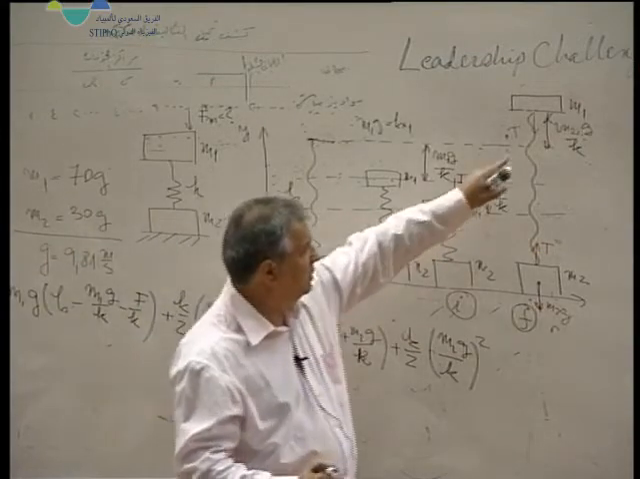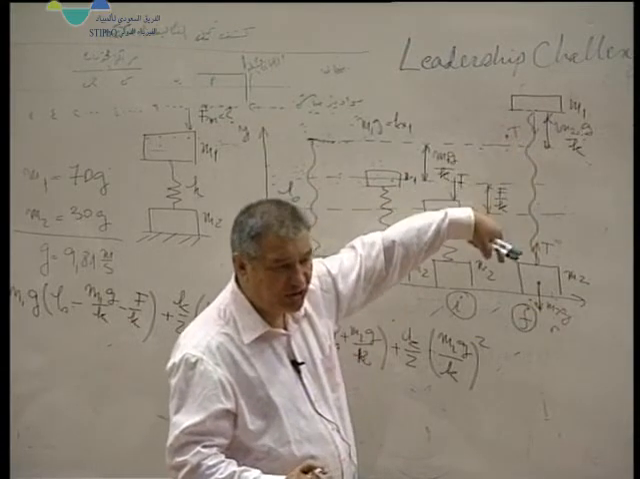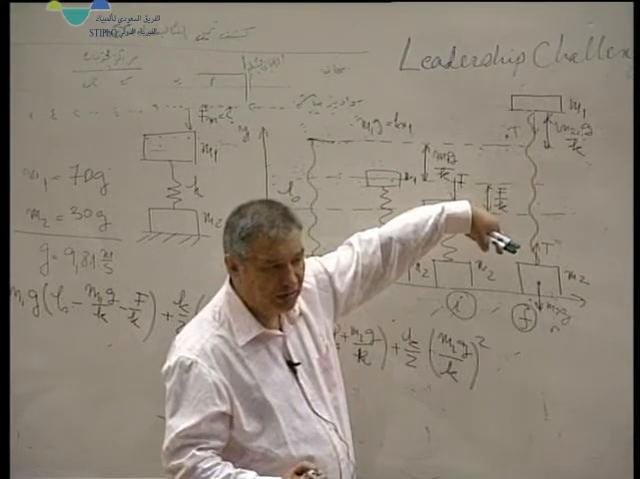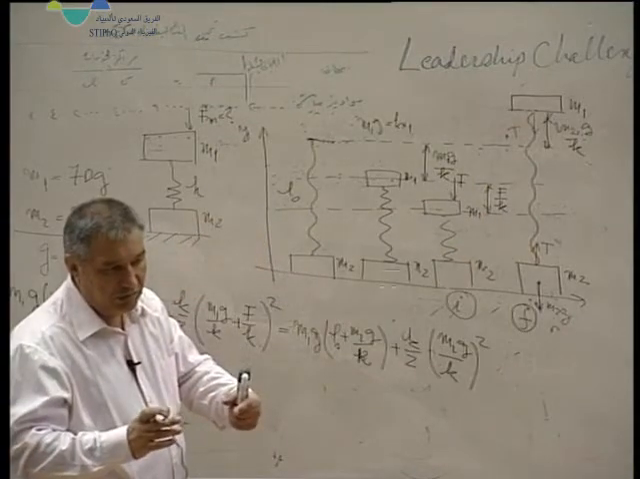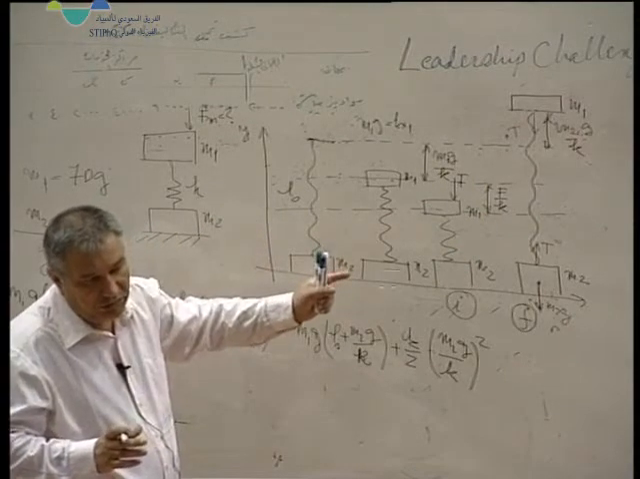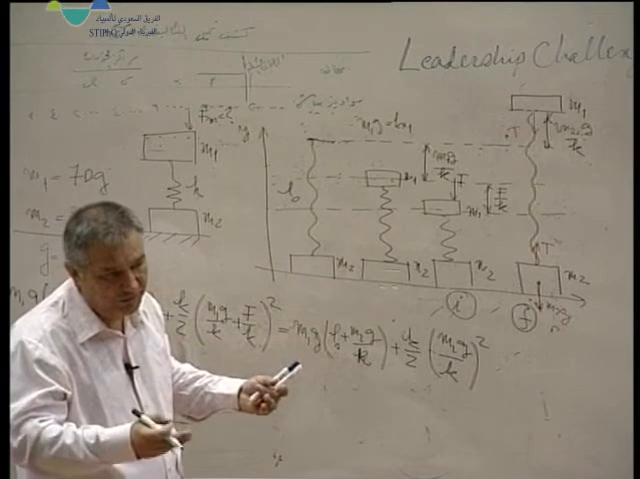The minimal force M2G over K is the minimal tension in the spring. In that moment, it's sure that the body jumps.